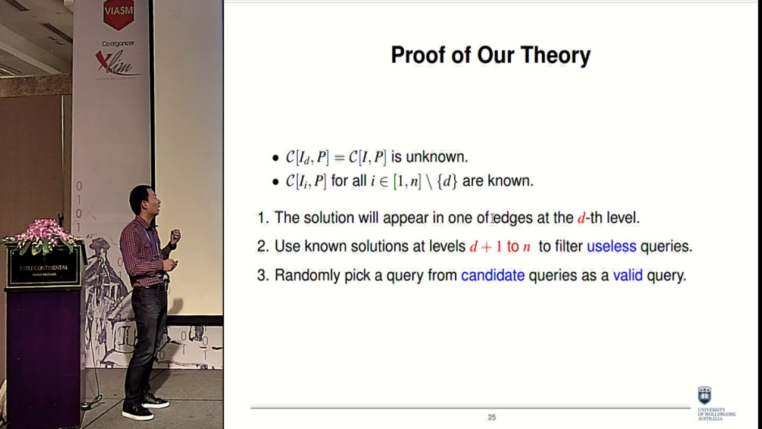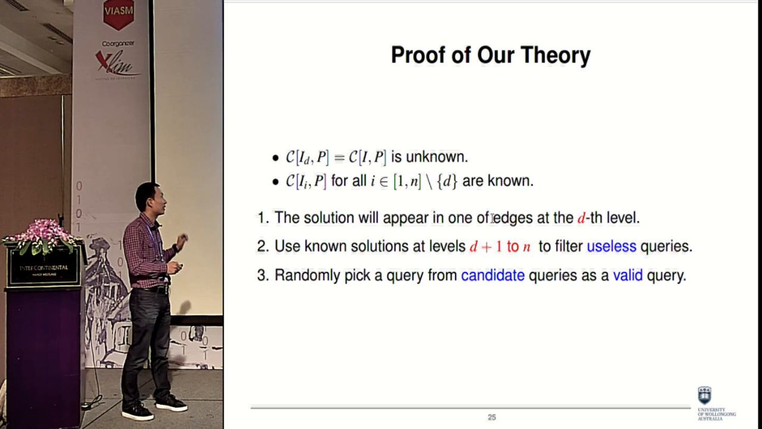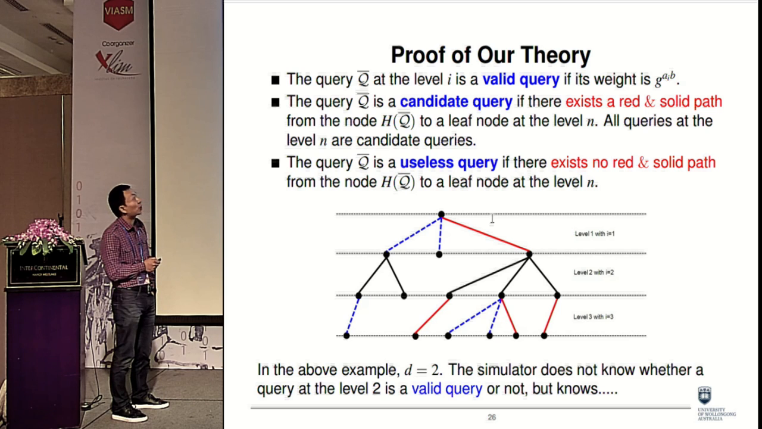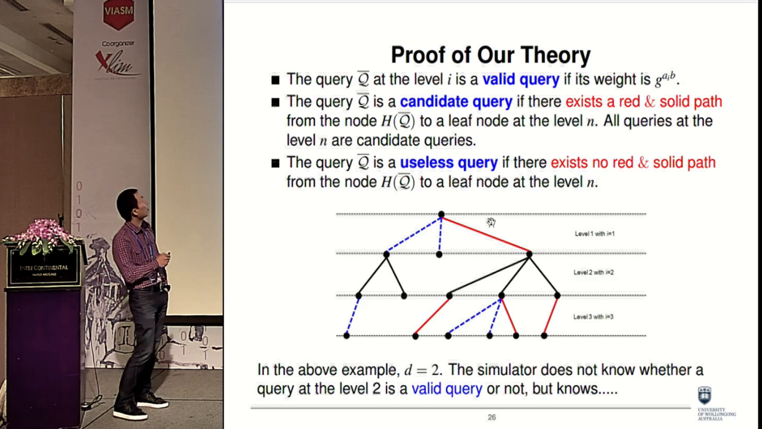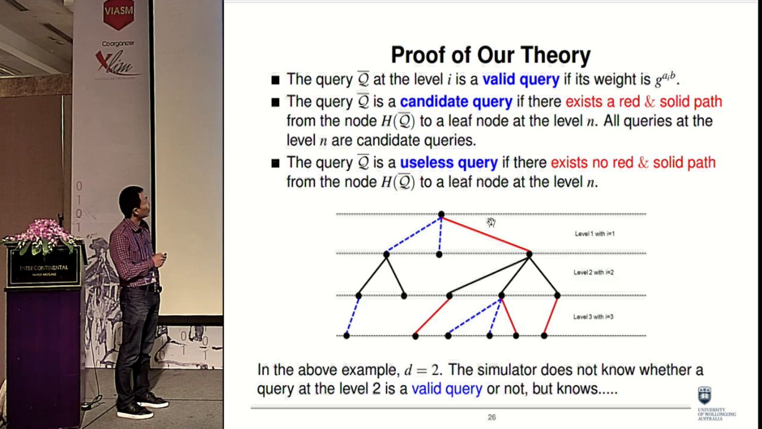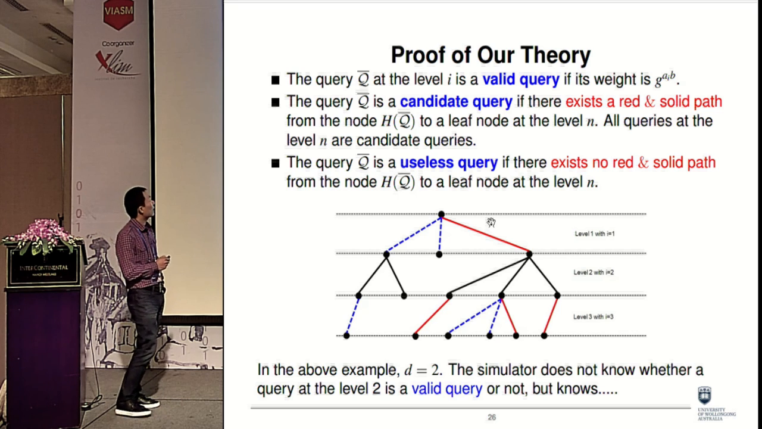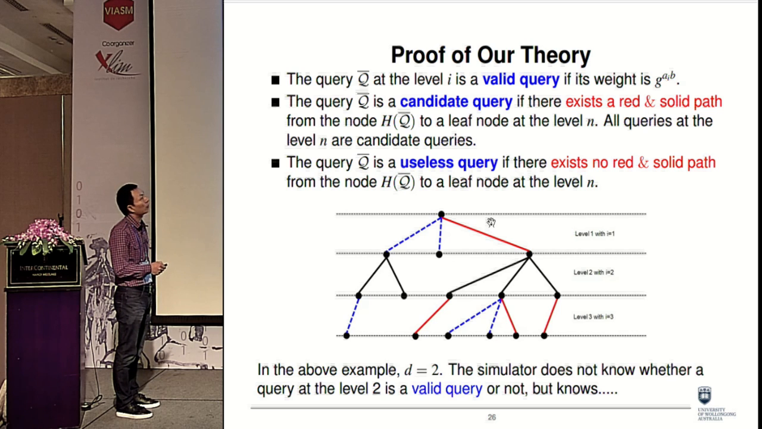Then we pick one query from the remaining queries, known as candidate queries, as a valid query, and this is the detailed definition. A query is a valid query if its weight is equal to g^{a_i b}, and a query is a candidate query if there exists a red and solid path from its end node to a leaf node at level n. And of course, all queries at level n are candidate queries. And we define a query as useless if there exists no red and solid path from its end node to a leaf node at level n. This one is an example.